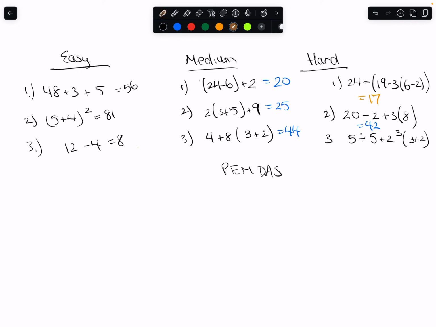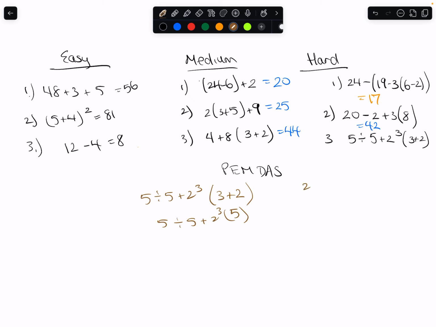And our last question. Parentheses. 3 plus 2 is 5. Everything else is rewritten.